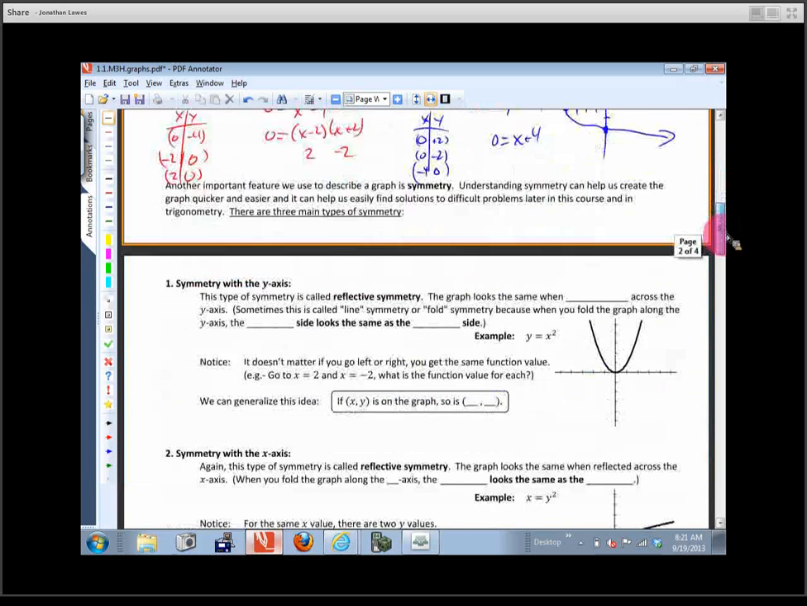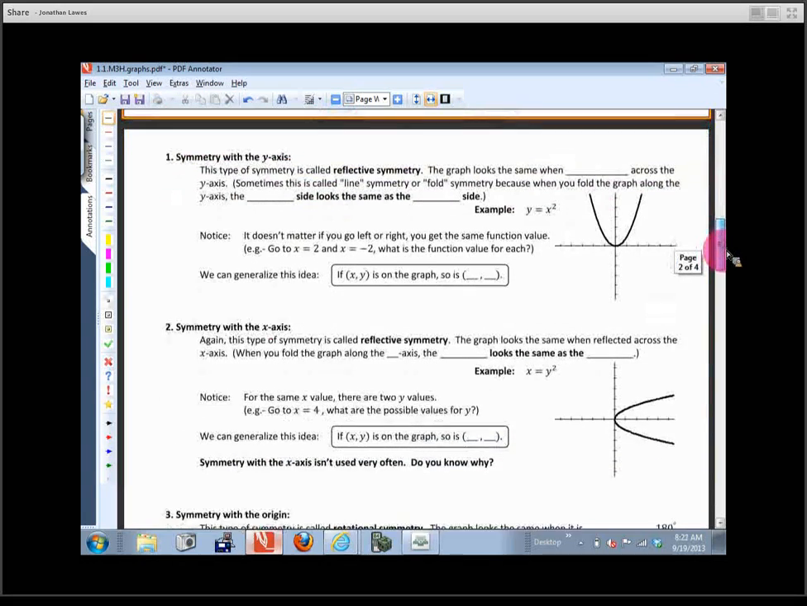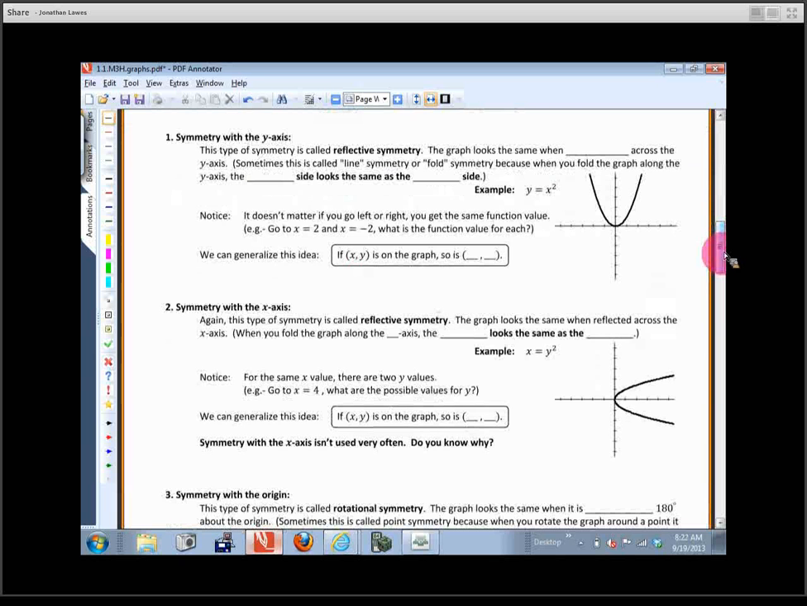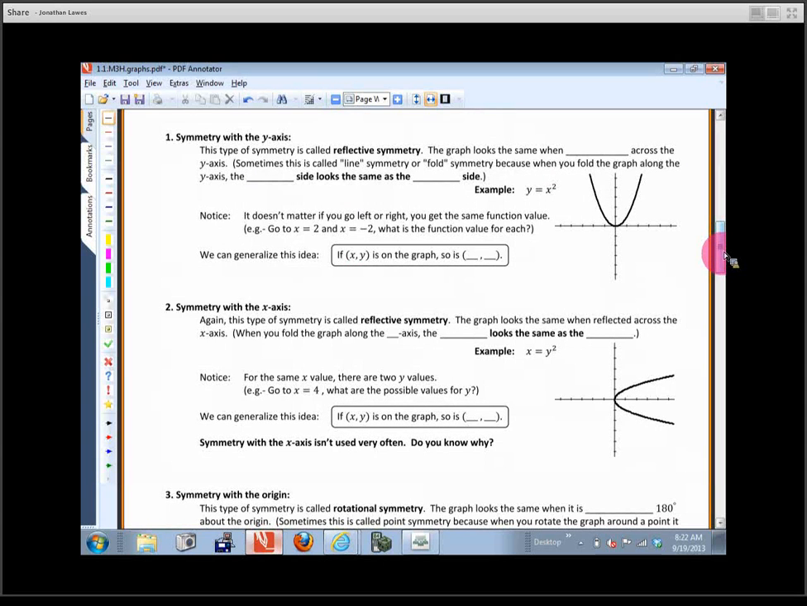Another thing that we can use to make graphing equations easier, more accurate, and less work is symmetry. We're going to talk about 3 different types of symmetry that can work with equations. First, symmetry with the y-axis. I've got an example of a graph that's symmetric with the y-axis: y equals x squared. It's just a regular old parabola.